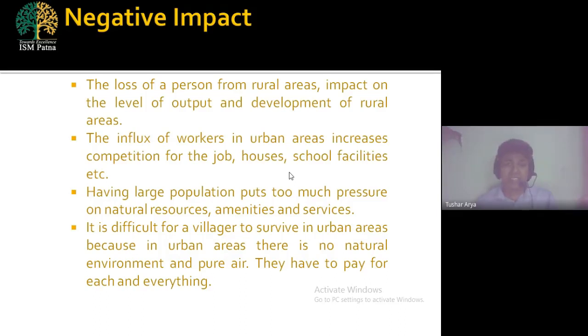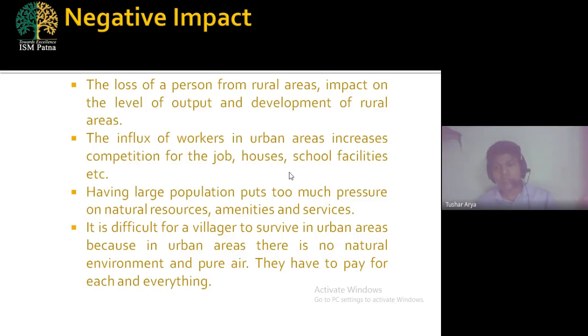The second negative impact is that the influx of workers in urban areas increases competition for jobs, houses, school facilities, etc. Influx of labor here means the excessive number of laborers, excessive number of workers, which has moved from the rural areas to the urban areas. Due to them, the competition has increased, and no doubt the company is earning more. They have also reduced the real wages due to the excessive supply of workers in the urban areas.